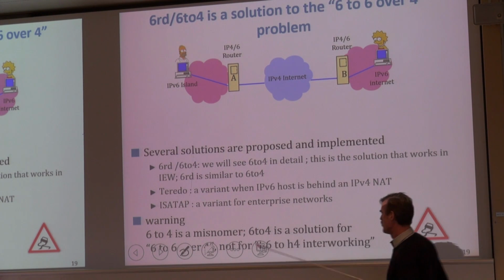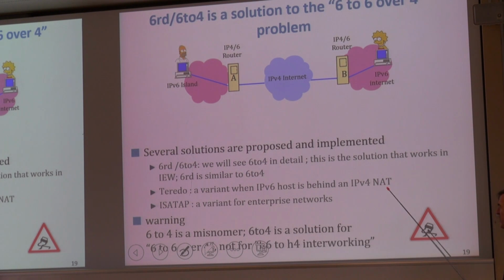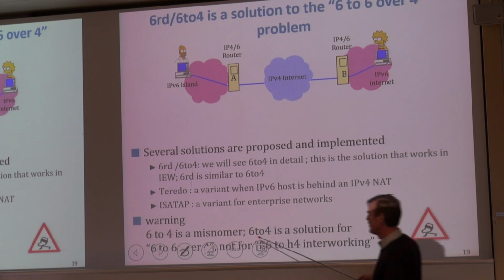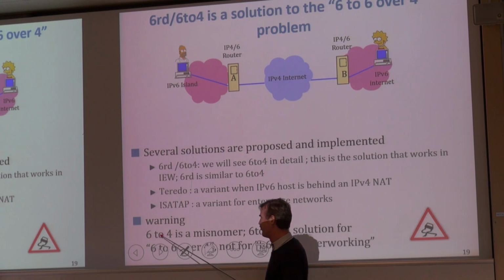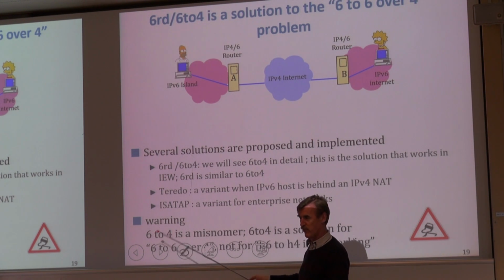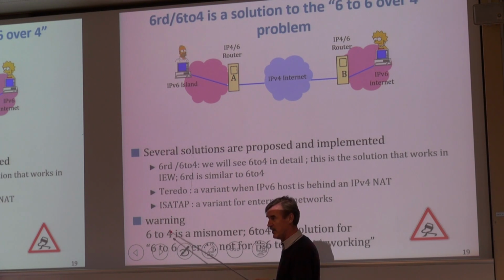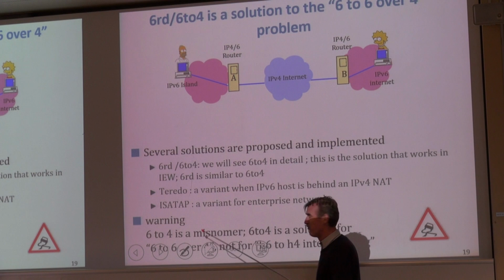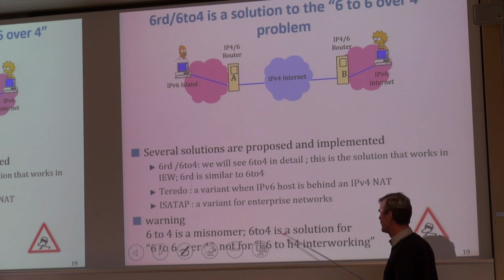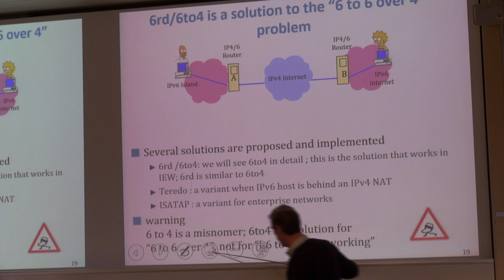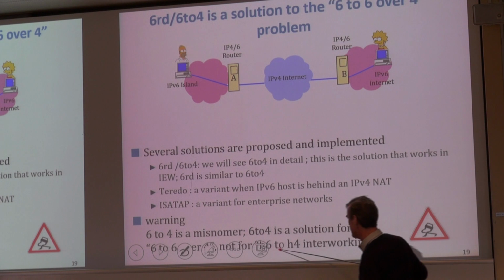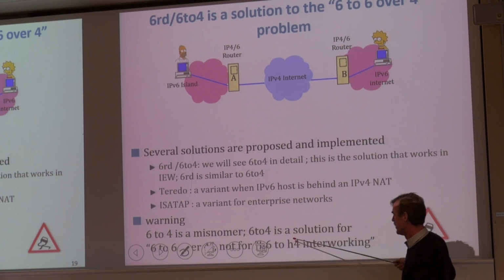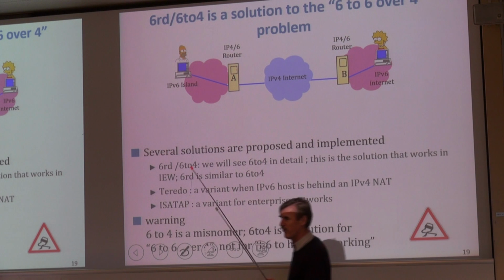Warning, as usual, terminology is perhaps the most difficult part in this, if anything is difficult. 6to4 is a misnomer to me. If I would call something like this, I would not call it 6to4. 6to4 gives the impression we are doing translation from IPv6 to IPv4, which we're not doing. It's really a 6 to 6 over 4. Right. This is a solution for, so thank you PowerPoint for those things, which I don't know how to remove. It's not for H6 to H4 interworking, it's really a solution for H6 to H6 over IPv4.